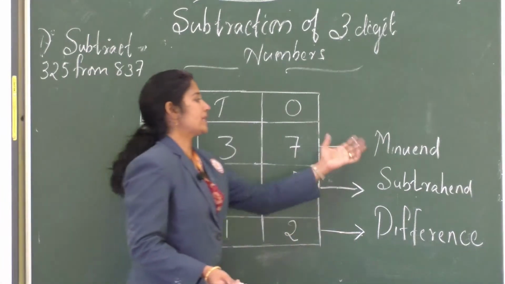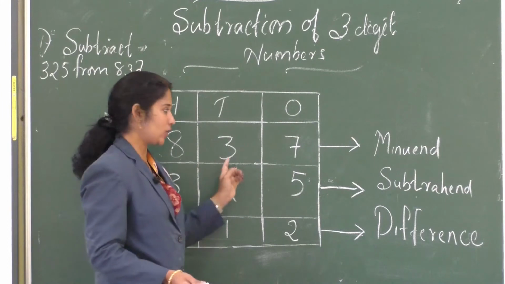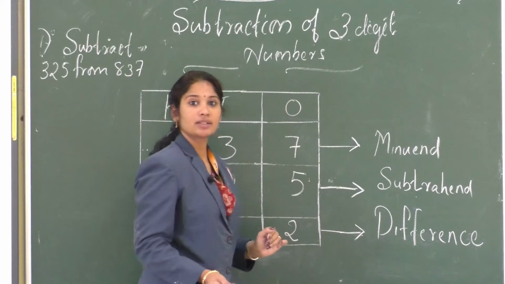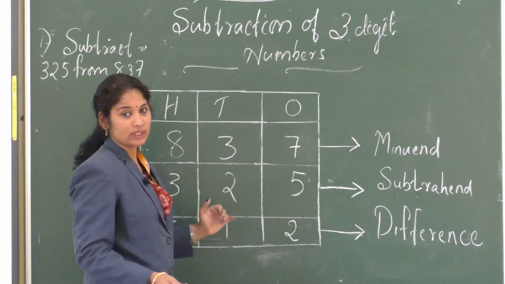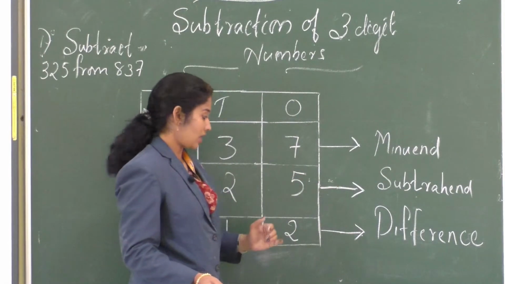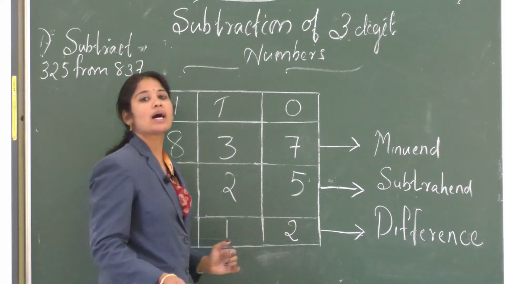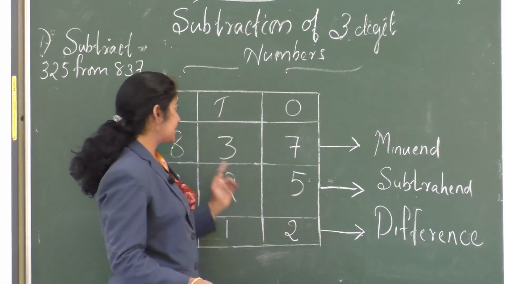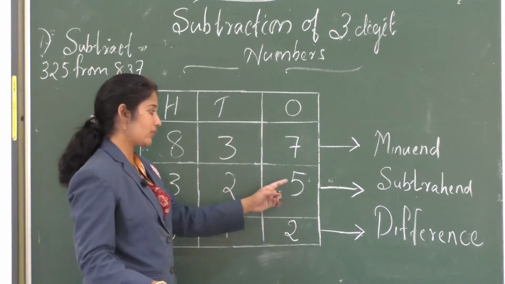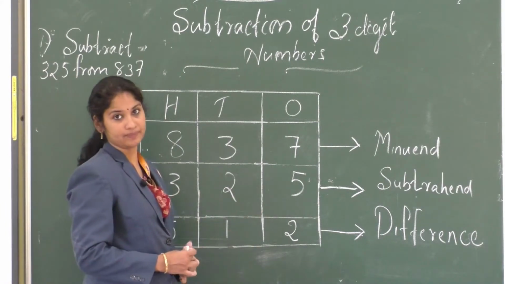And what is minuend? The bigger number is called minuend. This is the bigger number. And what is subtrahend? Which number we take that to subtract is called subtrahend. We got answer 512. That we call as difference. Thus, 837 minus 325 is equal to 512.